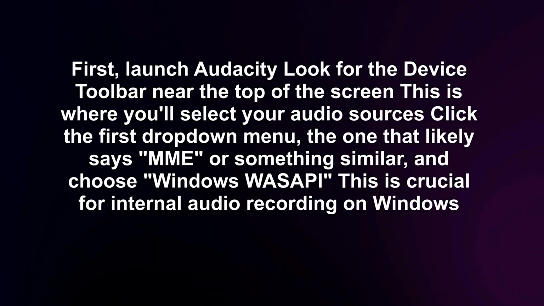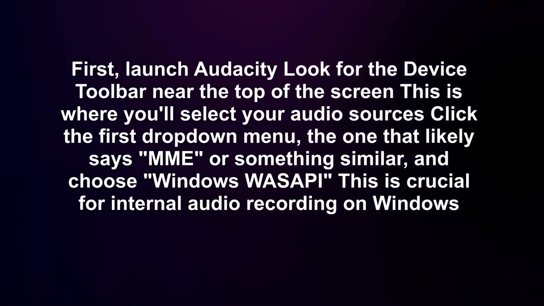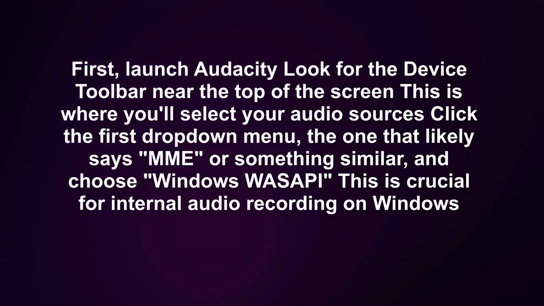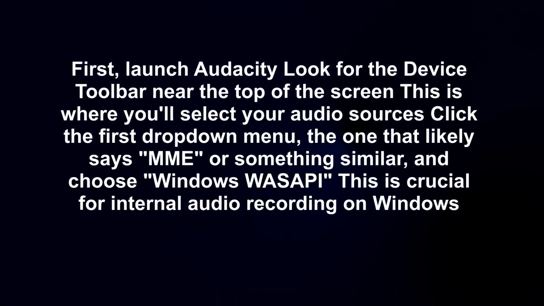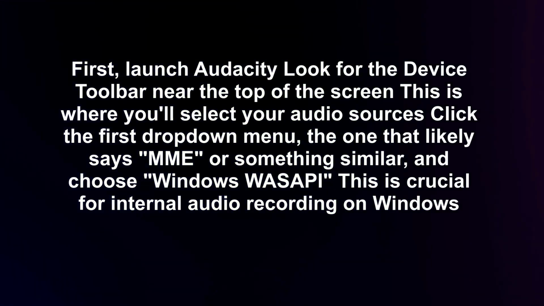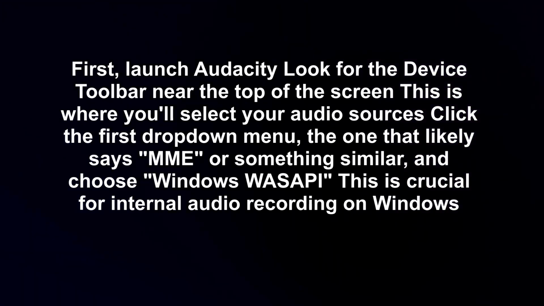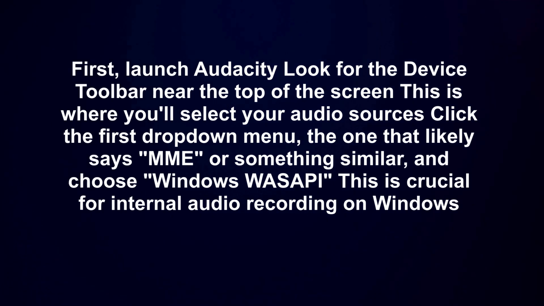First, launch Audacity. Look for the device toolbar near the top of the screen. This is where you'll select your audio sources. Click the first drop-down menu, the one that likely says MME or something similar, and choose Windows WASAPI. This is crucial for internal audio recording on Windows.